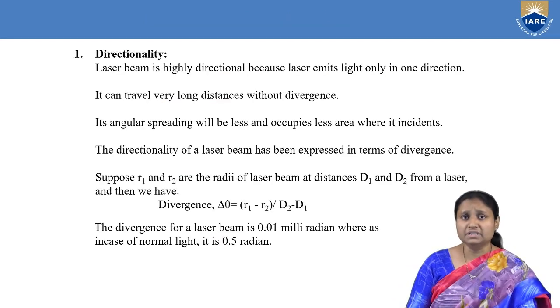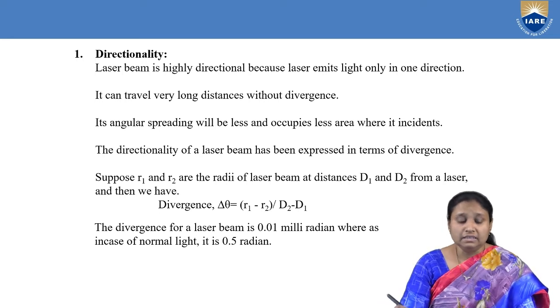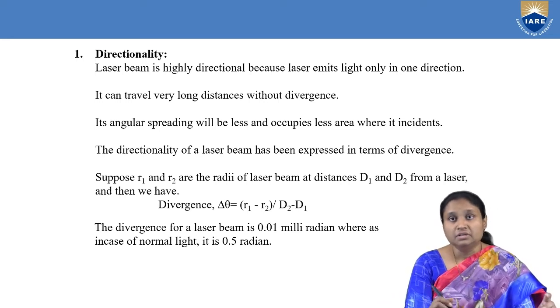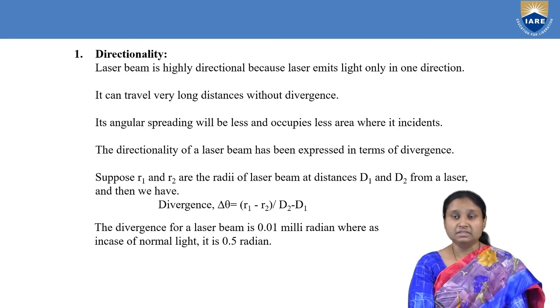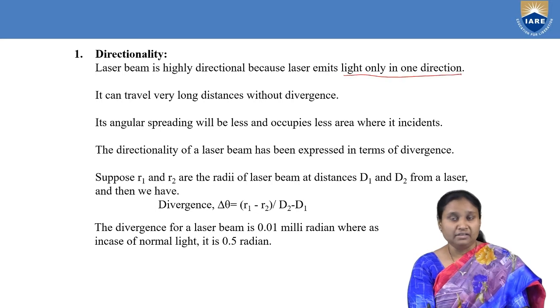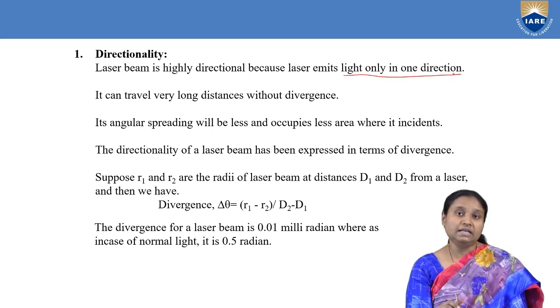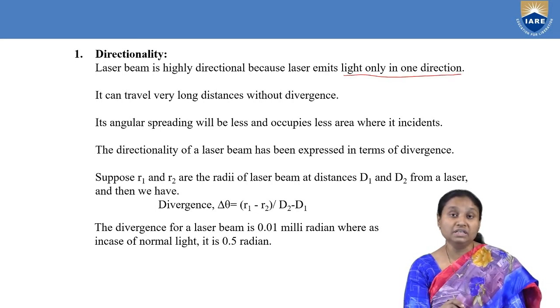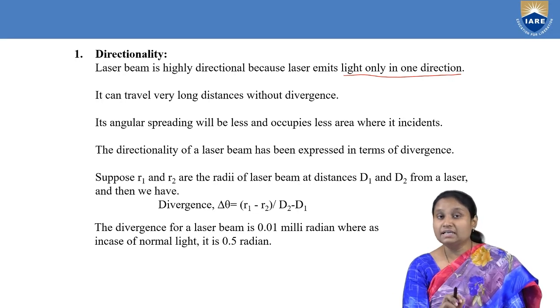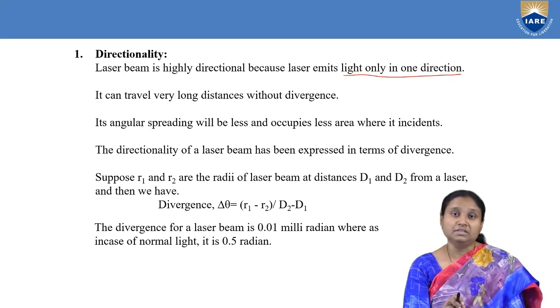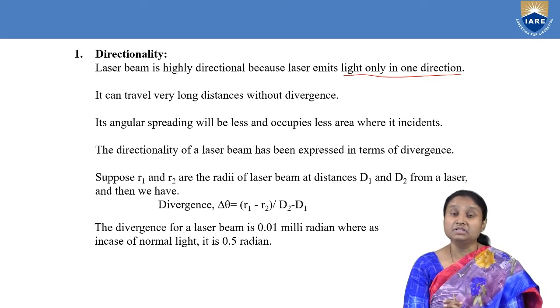So coming to directionality, what do we mean by being directional? If you call a particular light directional, it means we are talking about its spreading. Laser light has the property of going in a single direction. Its diffraction is very, very negligible. It has very small diffraction. It will diffract, but the diffraction will be very, very small.